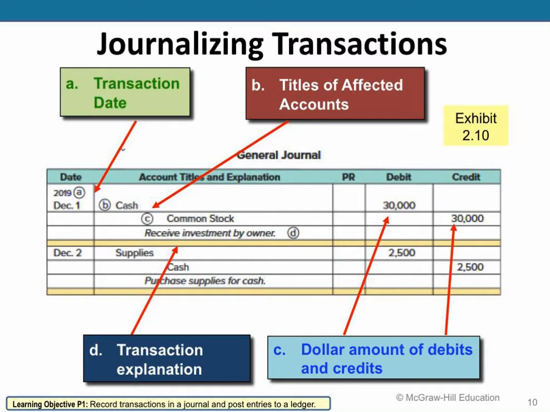So the second transaction we have here below is a purchase of supplies. So here we're going to be increasing or debiting supplies, which is an asset, by $2,500. And then we're using cash to pay for those. So we're going to credit cash by the $2,500, which would be decreasing that amount of cash.